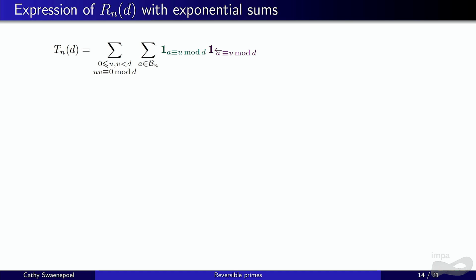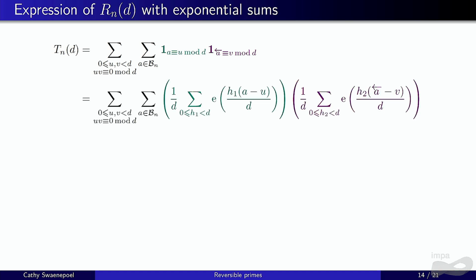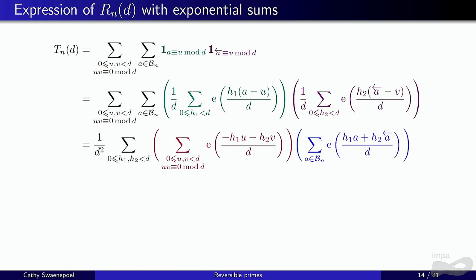Then we have two congruences. We use the orthogonality relations for additive characters to detect them. This gives this quantity. Now we detect this congruence with this exponential sum over h1, and this one with this exponential sum over h2. Then we change the order of summation. We put the summation over h1 and h2 outside. And we get this, with inside the sum over u, v and the sum over a, in which the reverse of a appears.